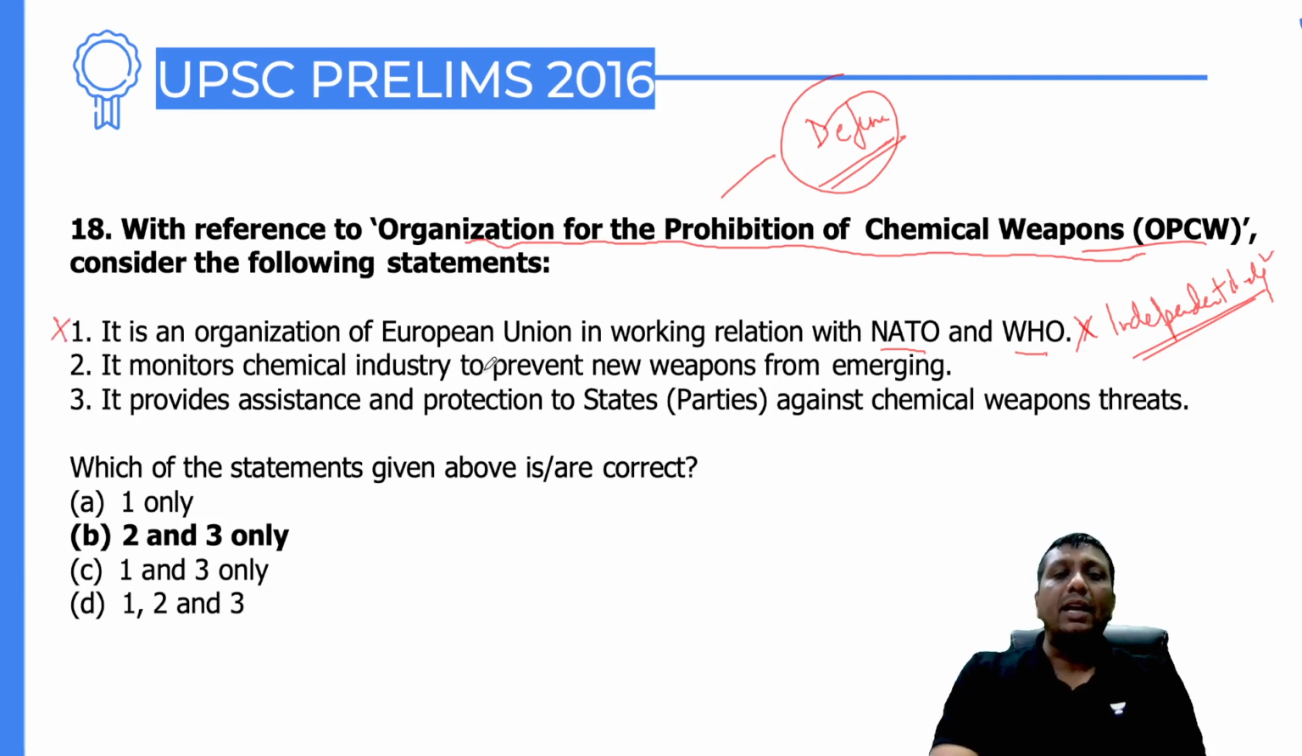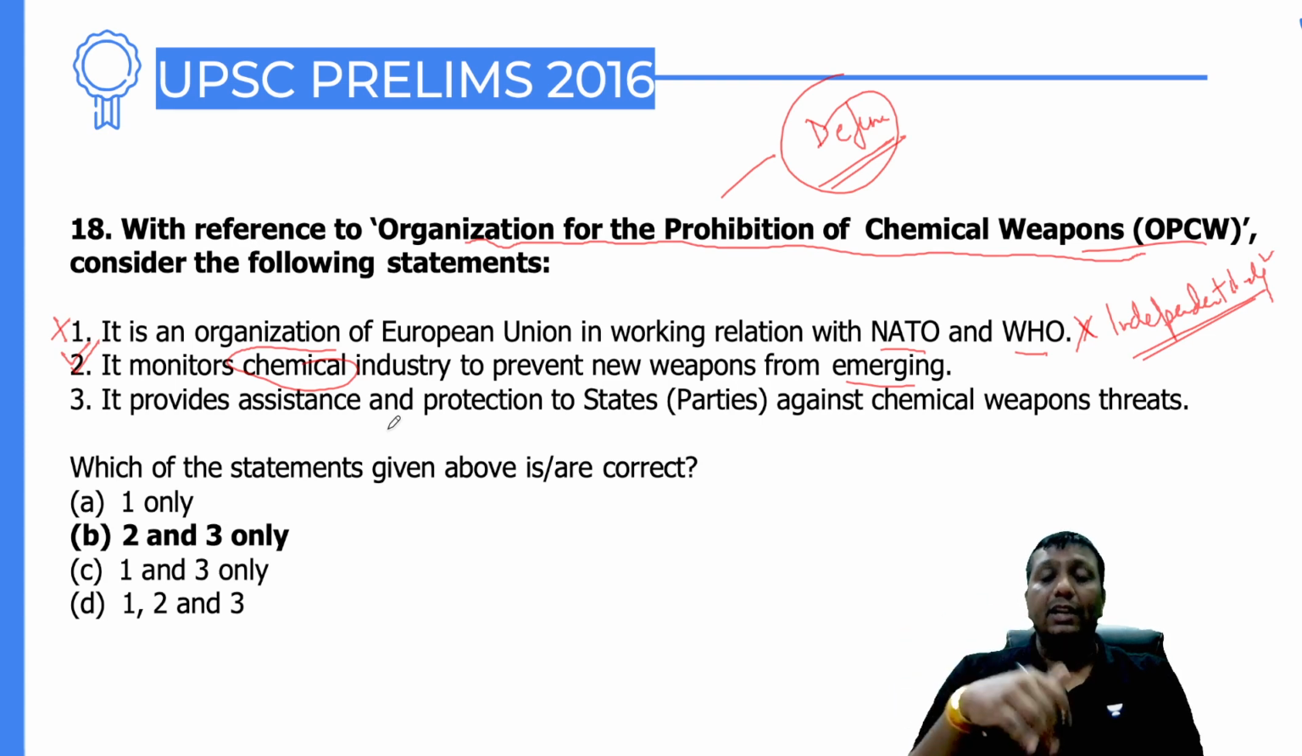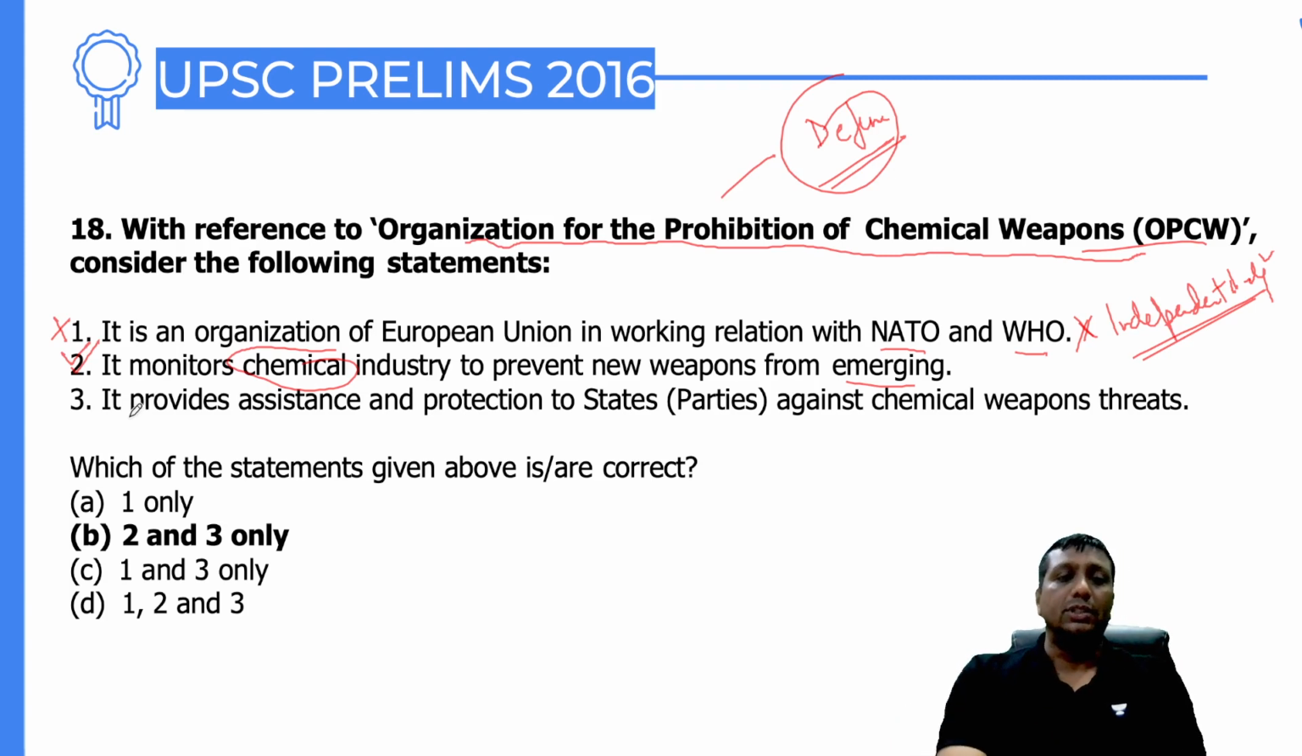It monitors the chemical industry to prevent new weapons from emerging. Definitely, guys, chemical industries can develop some harmful chemicals, and those harmful chemicals can be used as weapons. So definitely it watches. So this is right. It monitors, it watches, lest the chemical industry misuse it. The chemical industry could sell this type of chemical to any country that can use it as chemical weapons on enemy nations. Third statement: it provides assistance and protection to states against chemical weapon threats. Definitely, guys.